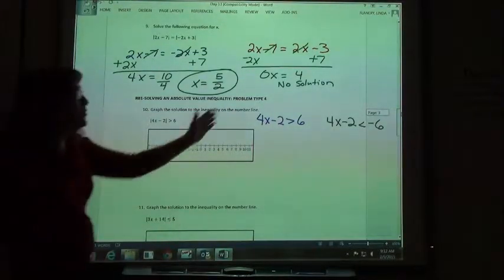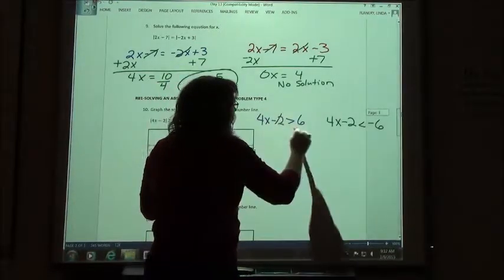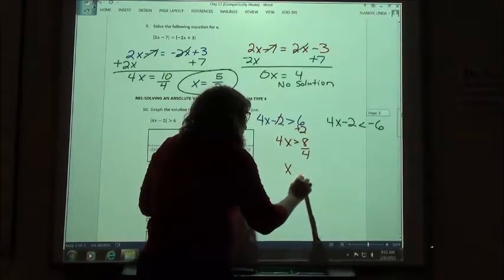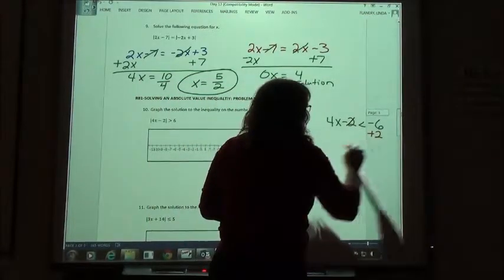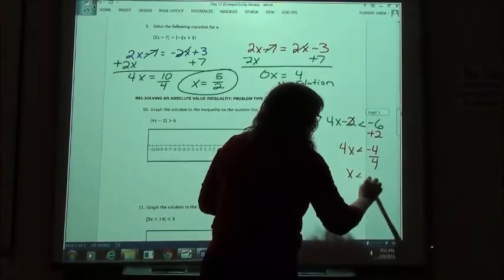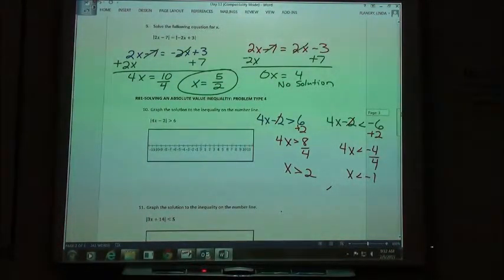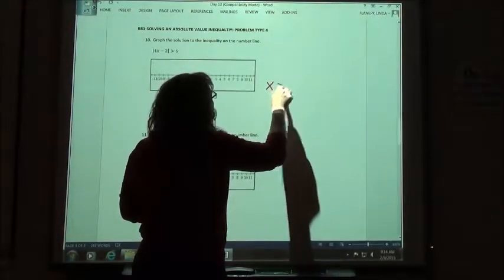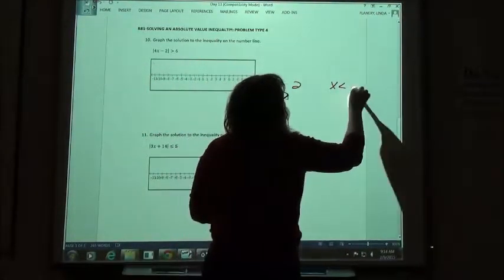And then I'm just going to solve those two things like I solve everything else. So I'm going to add my 2. 4x is greater than 8. Divide by 4. X is greater than 2. On the other one, same thing. I'm going to add my 2 first. 4x is less than negative 4. Divide by 4. X is less than negative 1. Question? On my paper it doesn't say 4x. Now, what did I have for my two answers? X was greater than 2. X was less than negative 1.